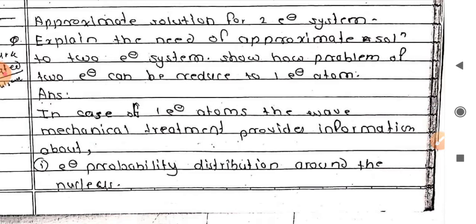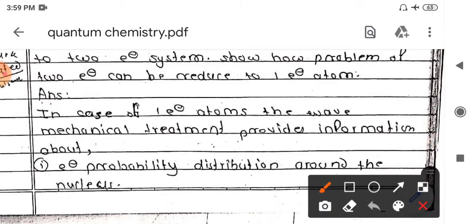So for obtaining the solution for a two electron system, we will consider the system as a one electron system. We solve the system for one electron, and again we will extend our result for the second electron. Which type of procedure we will follow, we can see by the stepwise explanation for these approximate methods.